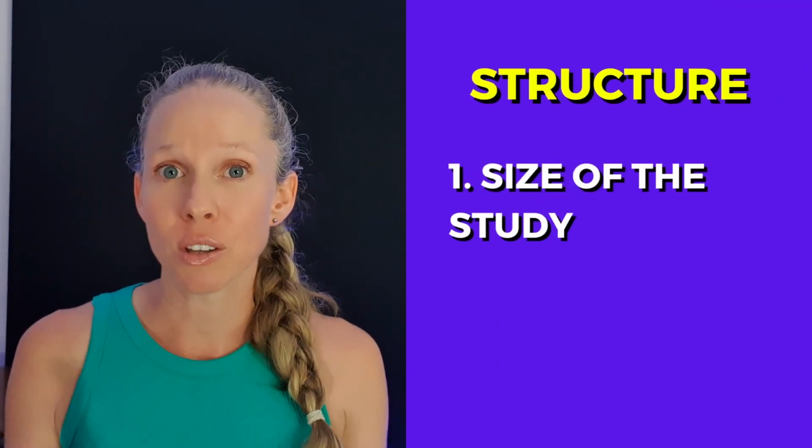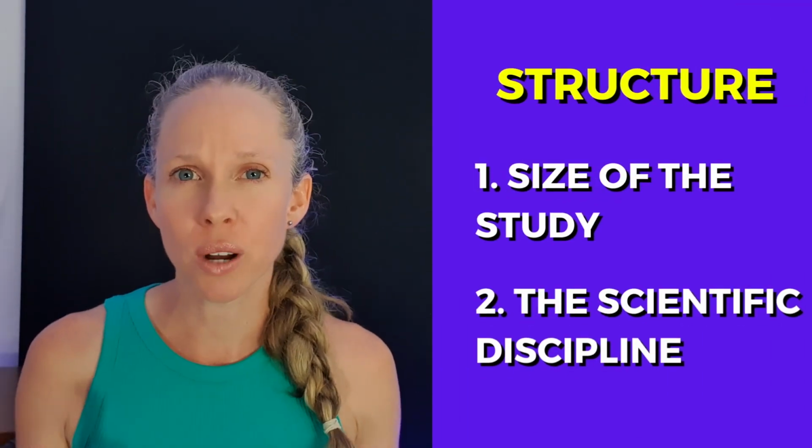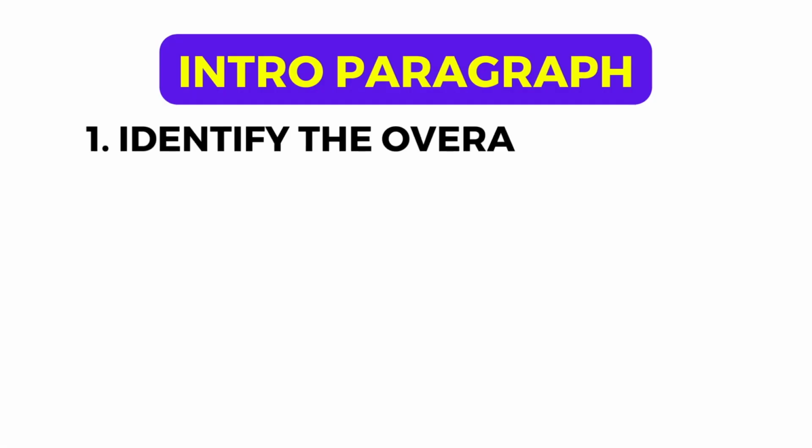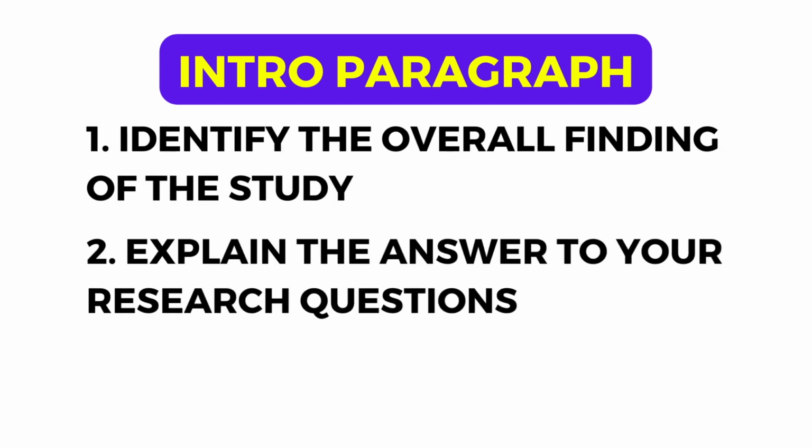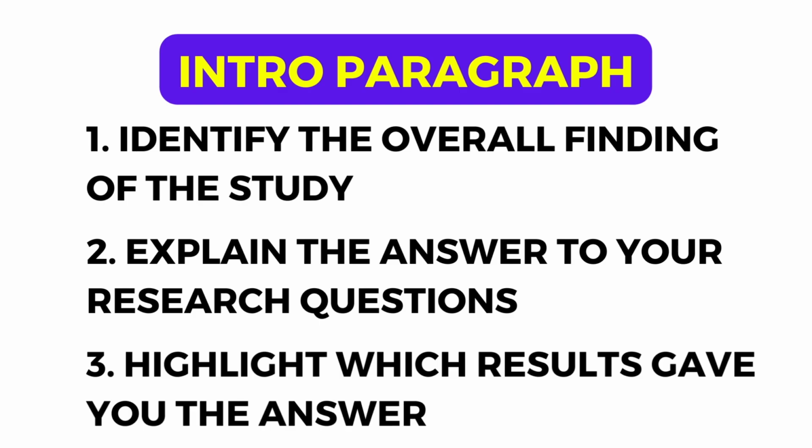Which structure you use will depend on the size of your study and on the scientific discipline you're in. For most undergraduate scientific reports, it'll probably follow the themes or topics of your research question, and it may not even have any subheadings. Irrespective of the structure that you choose for your discussion section, the first paragraph of your discussion should always discuss the overall finding of your study and how it answered the research question. You should also highlight the main results that gave you that answer.